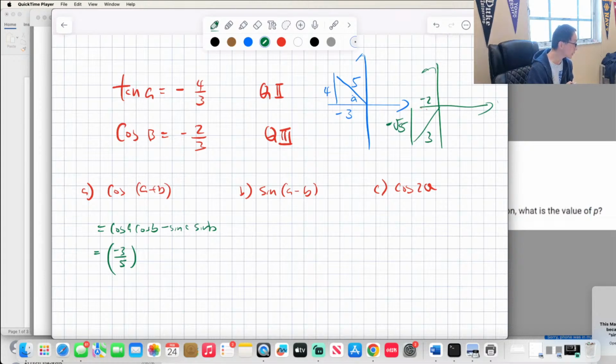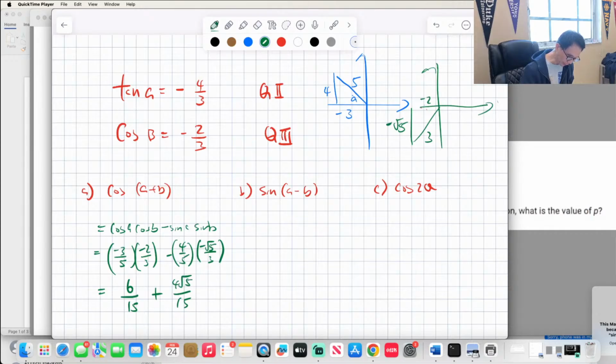And the cosine of B is what? What is cosine of B? -2/3. Minus sine of A is what? And sine of B? Negative what? -5/3. Is that okay? So that's going to be 6/15 minus 15 plus 4 square root 5, and that's the final answer, right?